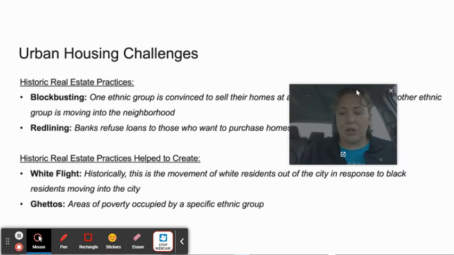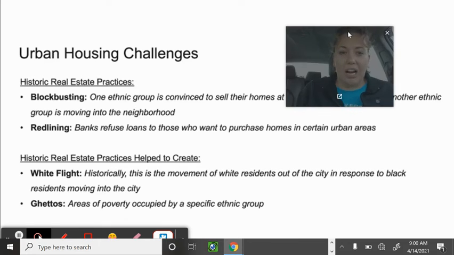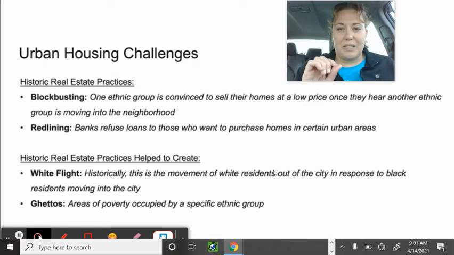All right, you guys have seen these words in your dictionary. So blockbusting is when one ethnic group is convinced to sell their homes at a low price once they hear another group is moving into the neighborhood. Gross, kind of like gerrymandering in a way. Redlining, banks refuse loans to those who want to purchase homes in certain urban areas.